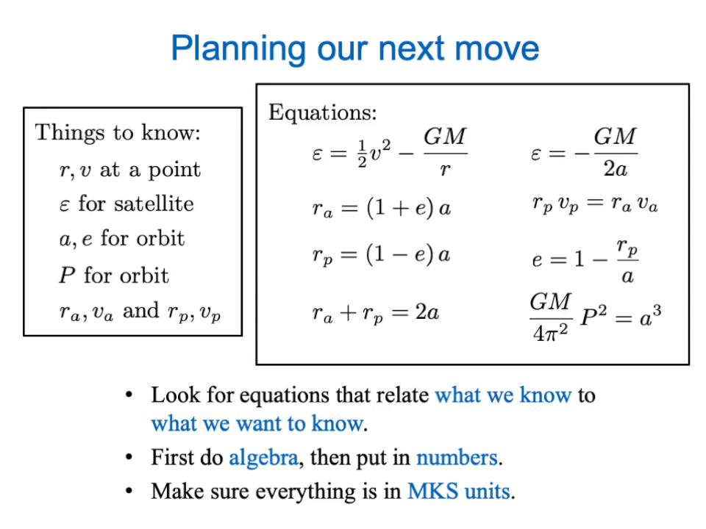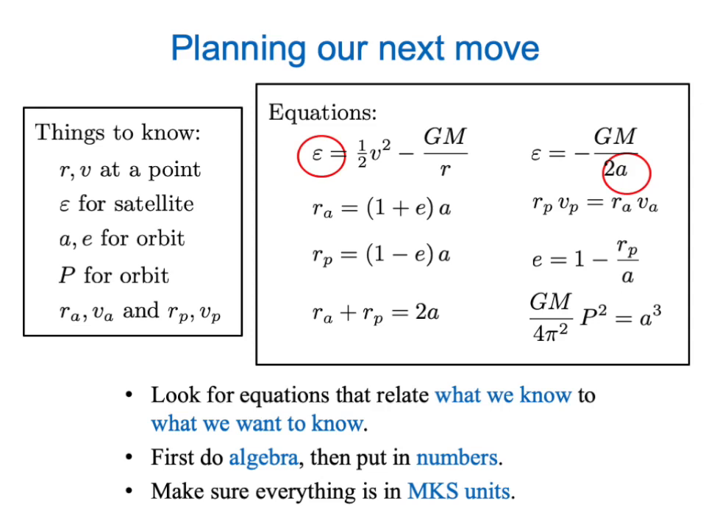And of course, to do that, we'll want to first do algebra. We'll want to derive an algebraic expression and then plug in the numbers in a calculator to figure out what the answer is. To make sure we're doing it right, we want to make sure that everything is in a consistent system of units, the meters, kilograms, and seconds units. The orbital period will be in seconds. The semi-major axis will be in meters, and the specific energy will be in joules per kilogram. All right, so let's take a look at what we know and what we might want to know.